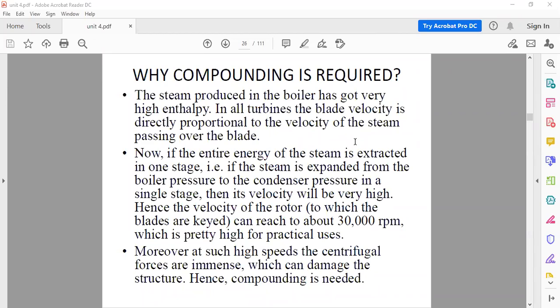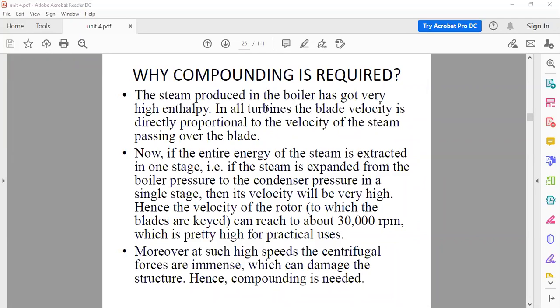Now, in the previous lecture, we discussed steam turbine, impulse turbine, and reaction turbine, the difference between impulse turbine and reaction turbine, and the working of impulse and reaction turbines. Now, today we will discuss why compounding is required.